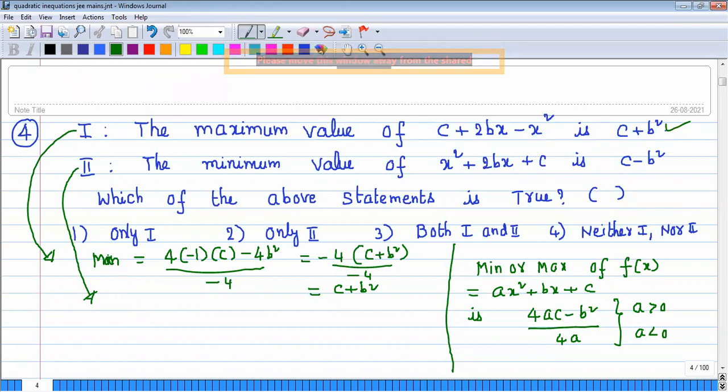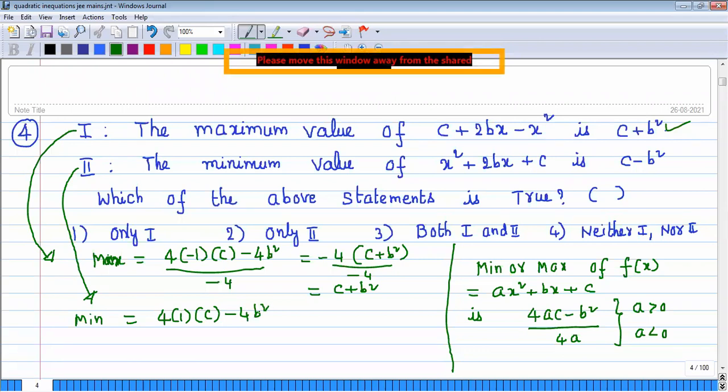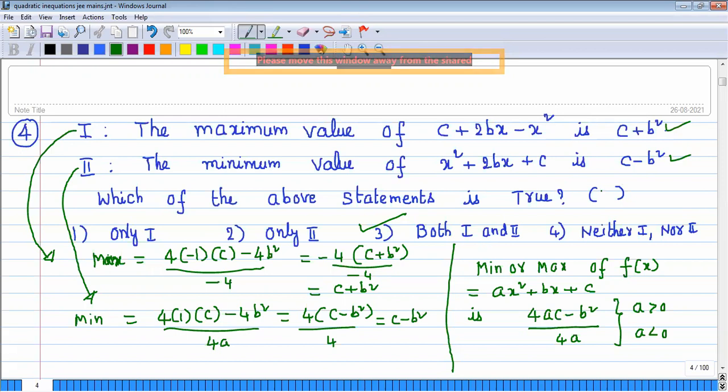Here the coefficient of x square is negative, so this is a maximum. For the second one, it is a minimum. Same formula: 4 into 1 into c minus 4b square upon 4a. So 4 common, we have c minus b square upon 4. 4 cancels out. C minus b square. So both statements are correct. So both 1 and 2. 3 is the right option. Yes, Anusha, not option 2, option 3.